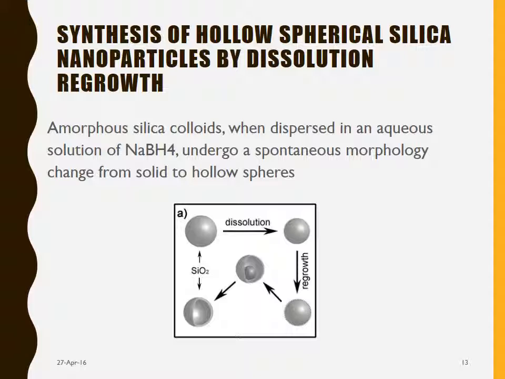Now this phenomenon is something similar to what we observe in steels. Even steels which are BCC, body centered cubic, when heated up to a certain temperature, change from BCC to FCC, face centered cubic. We know these FCC steels as austenitic steels. So they also undergo a spontaneous morphology change at a particular temperature. So similarly over here, by adding them in NaBH4 solution, there is a spontaneous morphology change from solid to hollow spheres.